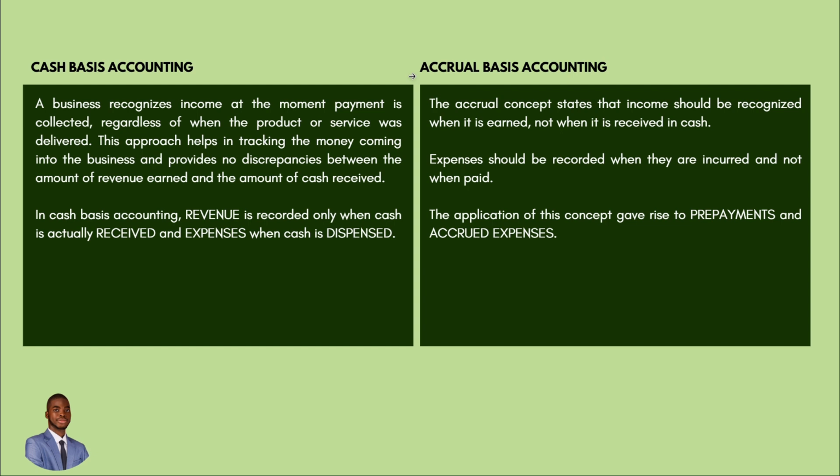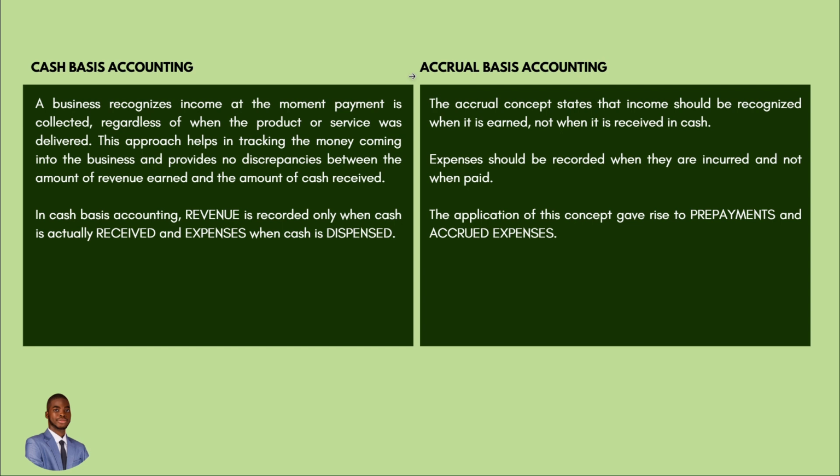Accrual basis says we recognize income the moment it is earned and not when actual cash is being received. Same thing applies to expenses. The moment the expense has been incurred and not when we actually pay or dispense cash for it. So cash basis is saying the moment actual cash is being received, you recognize this as revenue. And the moment actual cash is being dispensed, you recognize it as an expense.